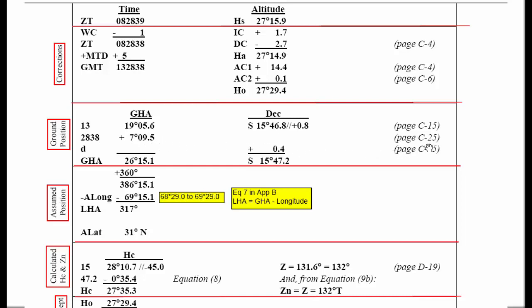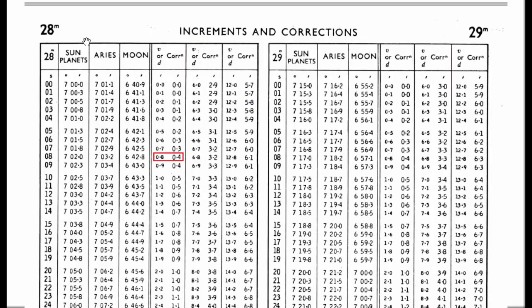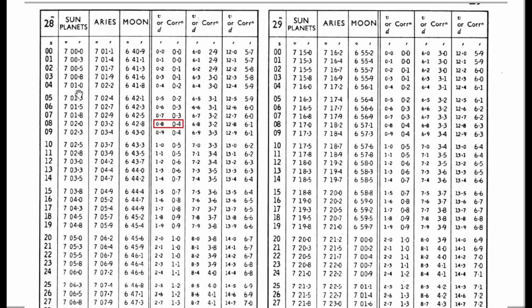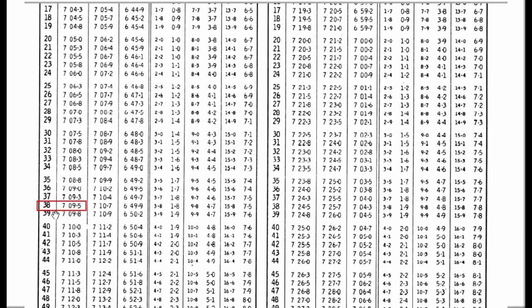And to do this, we're going to use appendix page C25, which also comes from the Nautical Almanac. And let's look at C25 here. And you see written up the top, you see 28M. That refers to 28 minutes for this series of columns. On the right-hand side, 29. That's 29 minutes for this series of columns. Well, we have 28 minutes and we have 38 seconds. So coming down the left-hand column here, we have 38 seconds shown here.